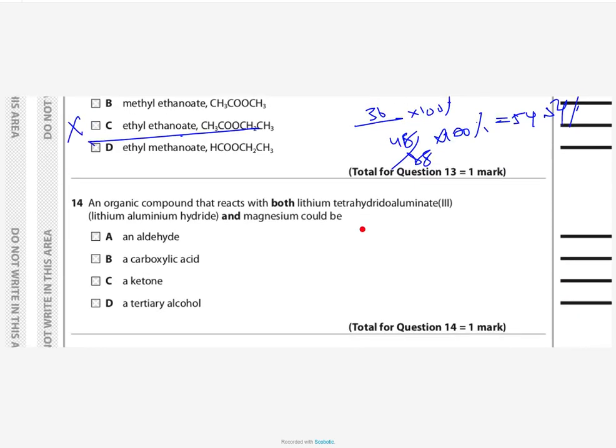An organic compound that reacts with both lithium tetrahydroaluminate and magnesium could be. Lithium tetrahydroaluminate can react with anything with a carbonyl group, not only aldehydes and ketones. Magnesium reacts with acids, because carboxylic acid can be reduced to primary alcohol by lithium aluminium hydride. Clear? So anything with the carbonyl group can be reduced with lithium aluminium hydride. Only sodium borohydride can be used to reduce only aldehydes and ketones. Lithium aluminium hydride reduces aldehydes, ketones, everything, anything with a carbonyl group.